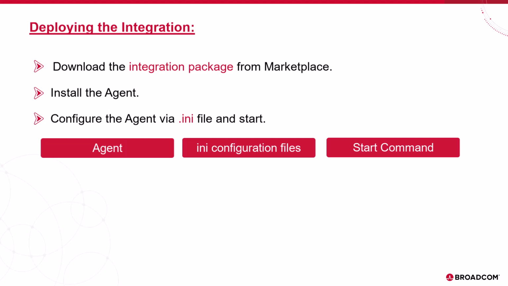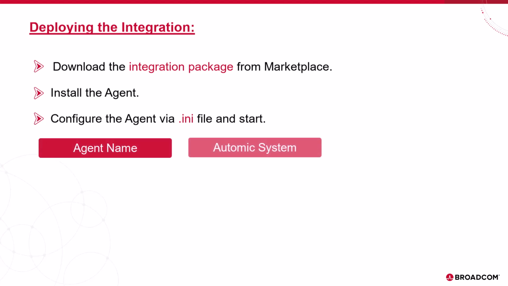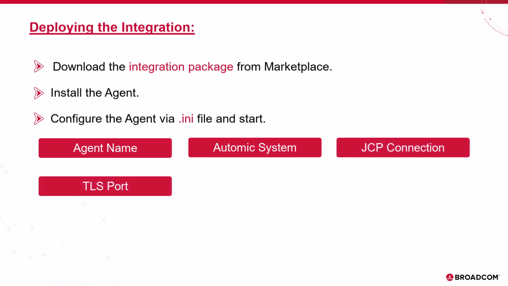We use the appropriate INI file for our specific platform. SAP Application Jobs is a standard Automic agent. It requires at least 4 values to be updated: agent name, Automic system, JCP connection and TLS port, and finally TLS certificate. When the agent is configured, we start it. New object templates are deployed.